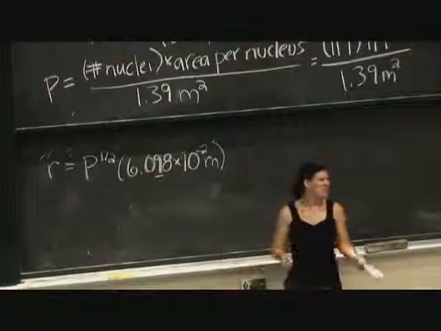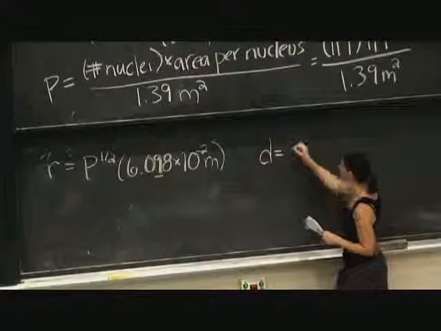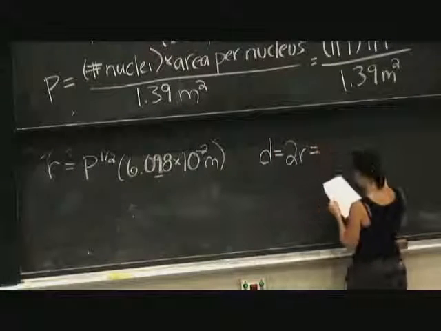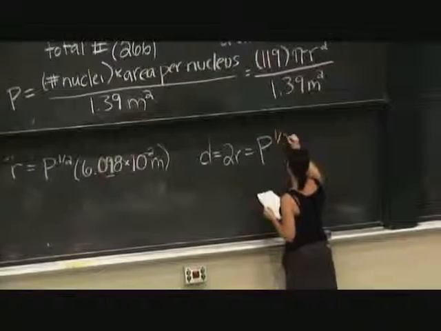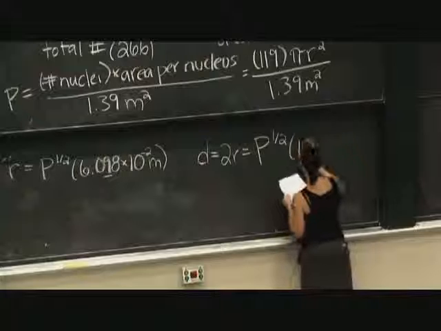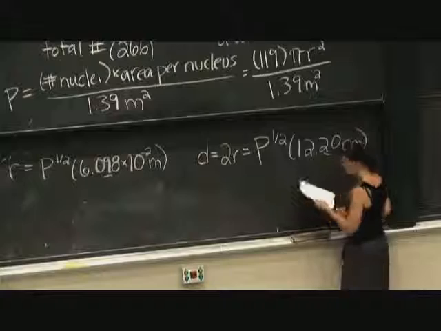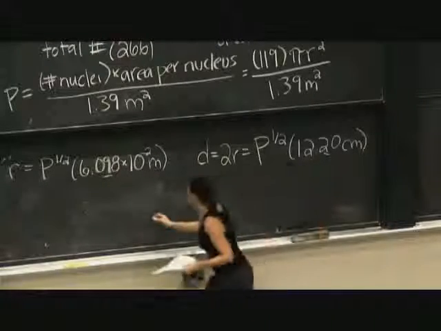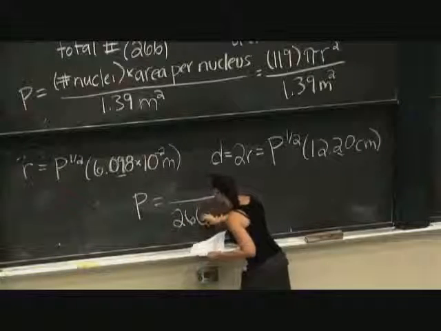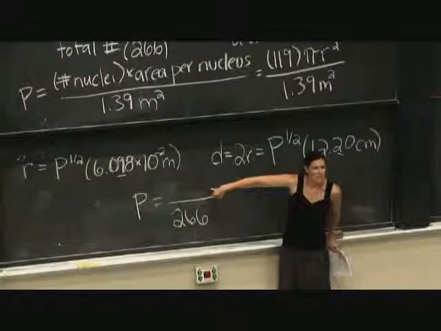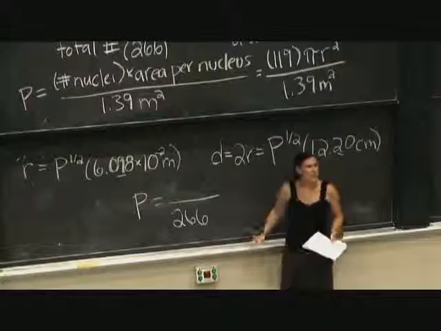Actually, just for discussion's sake, it makes a little more sense for us to talk about the diameter. So that's just twice the radius. So once we figure out what our probability of backscattering is, we'll just raise that to the 1/2, and we'll multiply that by 12.20 centimeters. All right, so now all we have to do is figure out this probability of backscattering. We know we need to divide by 266. But what we need you to help us with is to figure out this top number here and see how many particles are going to backscatter.